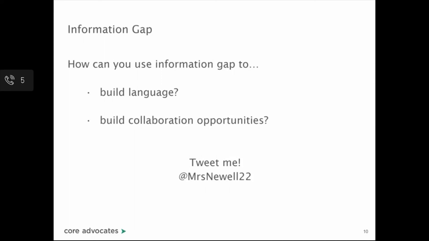When I first launch the routine, I always do it with the entire class, and I will be the holder of the problem card and have students be the holder of the data card. And we practice questioning in that way before I release them to do it with a partner. So I'm curious how you're thinking about using Information Gap in your own context to both build language and also authentic collaboration opportunities. And I would love to hear your thoughts.